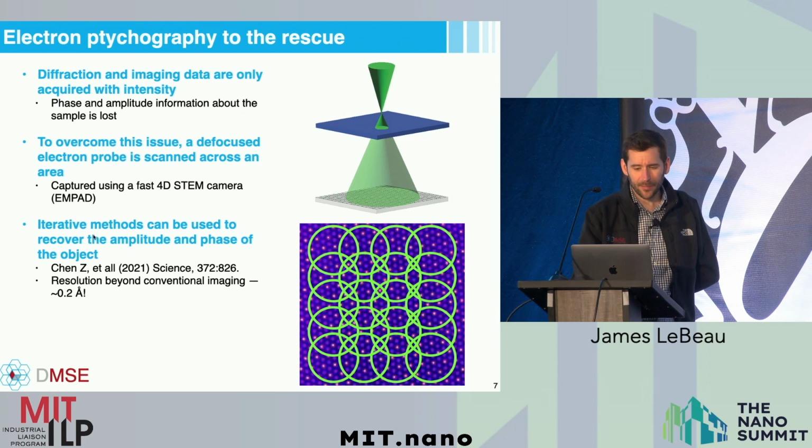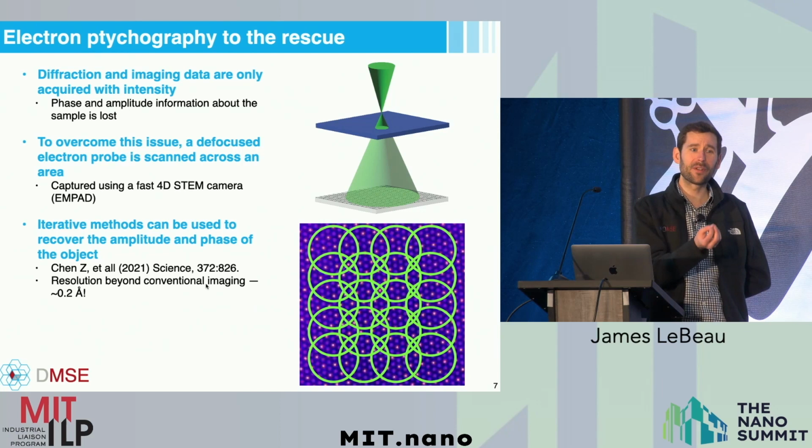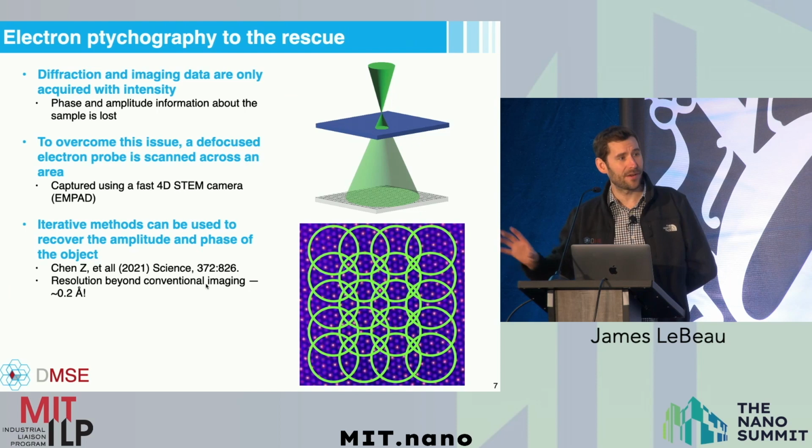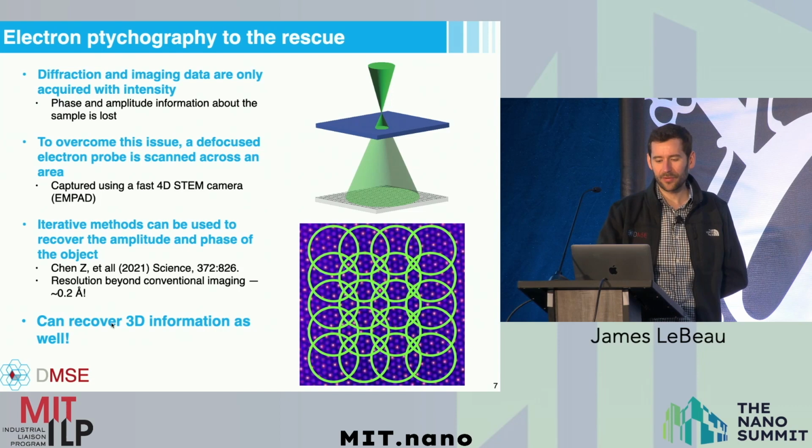More importantly, because we're removing the initial wave function, even if there are lens aberrations, even if we have a fairly poor microscope in terms of resolution, we can remove those defects and get down to a resolution limited only by the thermal vibration of the atoms, which in that case is about 0.2 angstrom. And again, we can recover three-dimensional information as well. So let's just take a look.